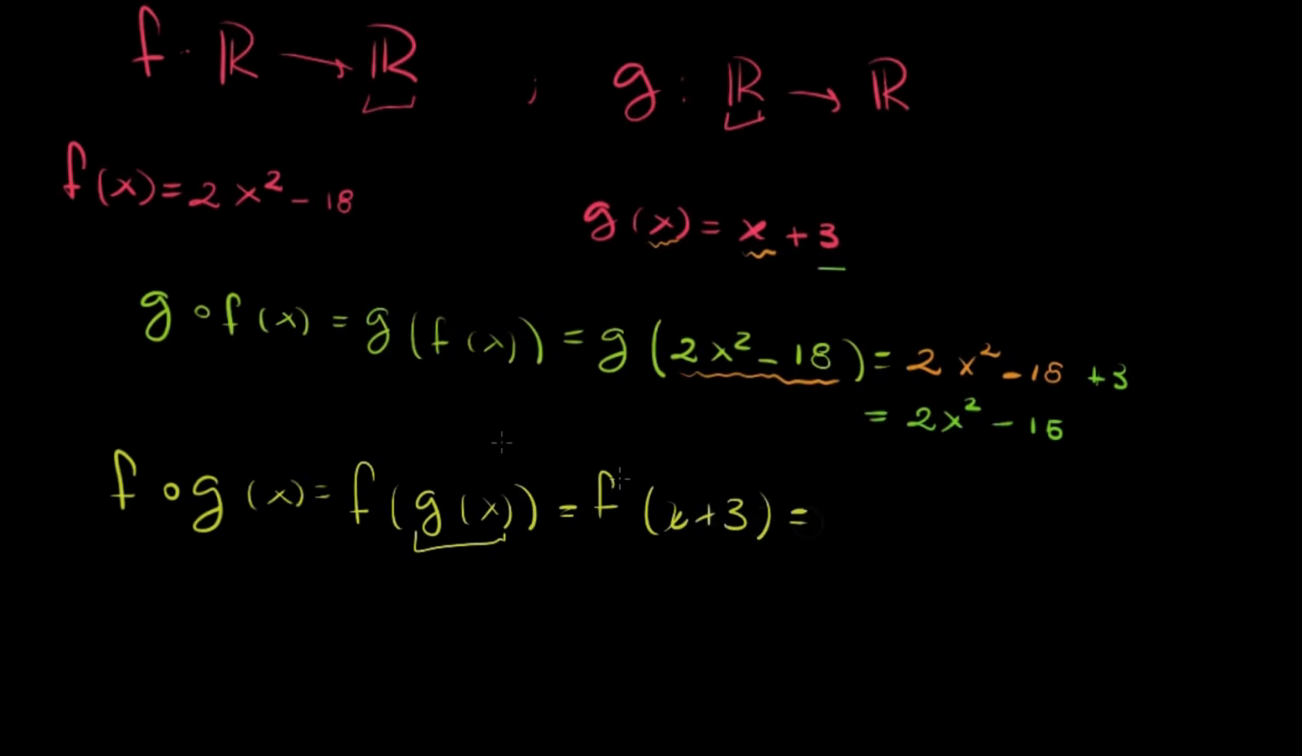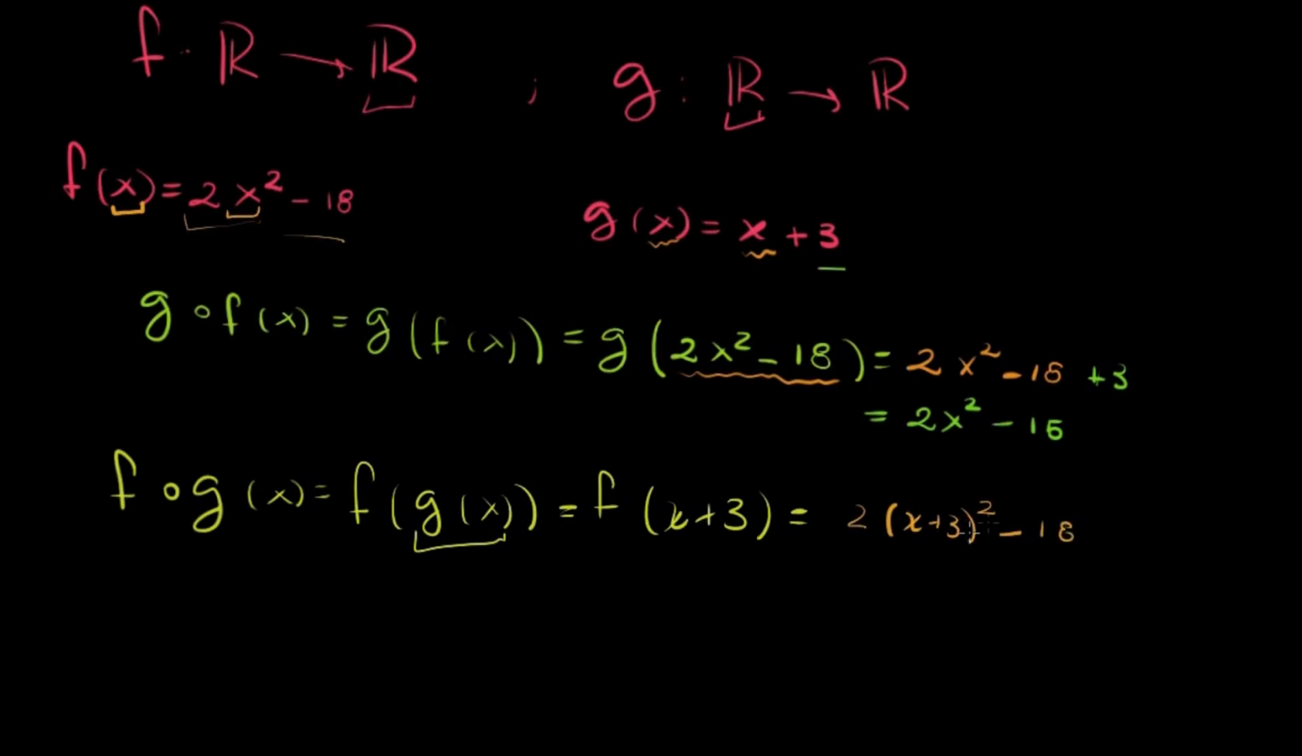And now let's think about the definition of f. So f takes something called x, it squares it, multiplies it by 2, and then subtracts 18 from it. So in this case, what it would do is take this, so this is x plus 3, square that number, multiply it by 2, and then subtract 18.